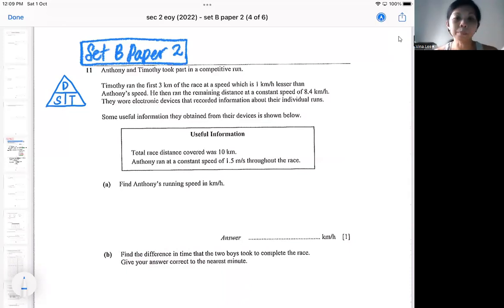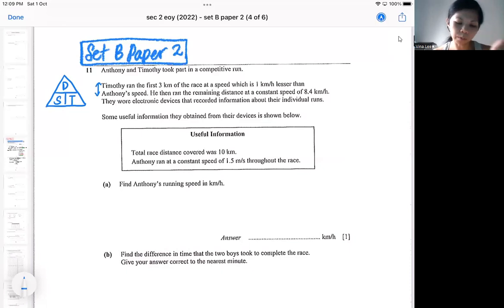STD formula. Okay, so you might want to get the triangle ready. Okay, and then you might want to organize the information also. So currently we got these two boys taking part in the run. So Timothy is running the first 3 kilometers, okay, at a certain speed lesser than Anthony. Okay, so it seems like Timothy divide the speed.